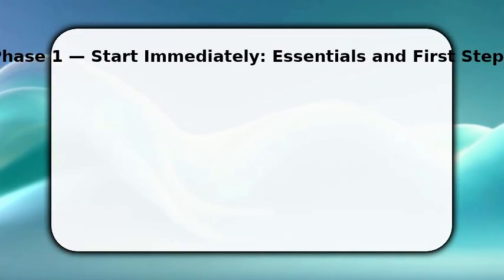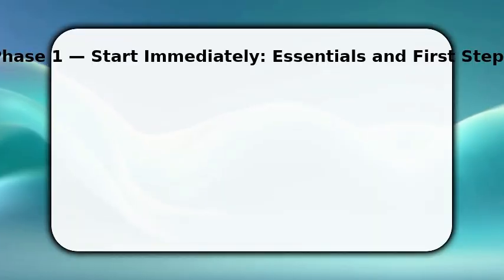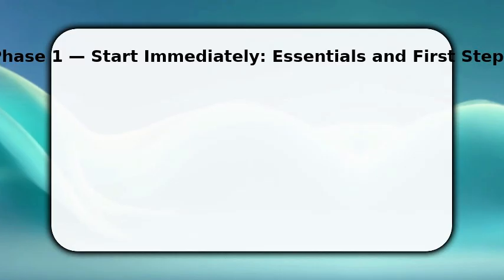On Windows, type msinfo32 or go to Settings, right arrow System. On macOS, click About this Mac. On Linux, open a terminal and run lscpu or lsblk.